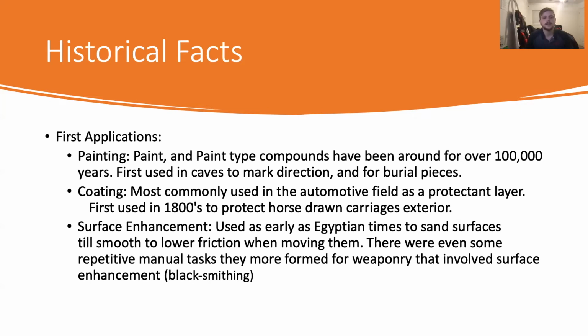And then finally, surface enhancement. Ancient Egyptians used this to sand surfaces, to smooth them, to find lower friction when moving certain objects. That's how they were able to build a pyramid, stuff like that. And then they even started to push into weaponry, the blacksmithing, and the hardening of steel and stuff like that. So blacksmithing is a big surface enhancement that they moved in that direction. We don't really talk about that as much, but we thought it was important to mention.